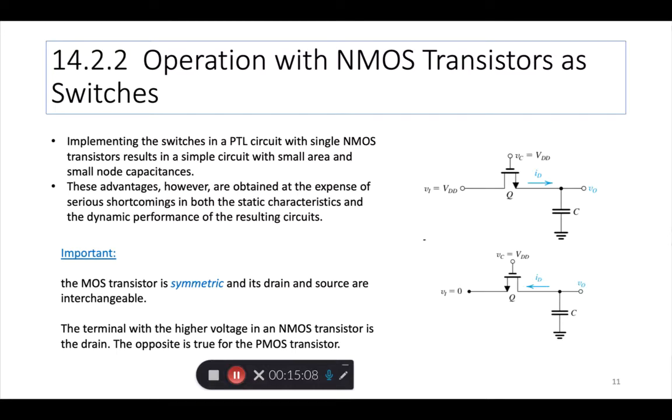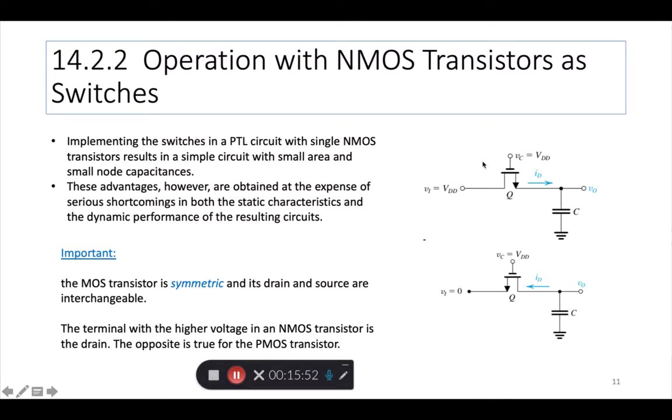Okay, with that rule, let's talk about some actual circuits. First with NMOS, then with the CMOS transmission gate. So, operation with NMOS transistors as switches. Implementing the switches in a PTL circuit with single NMOS transistors results in a simple circuit with small area and small node capacitances. These advantages, however, are obtained at the expense of serious shortcomings in both the static characteristics and the dynamic performance of the resulting circuits. So, while this switch seems easy and simple, there are many disadvantages.